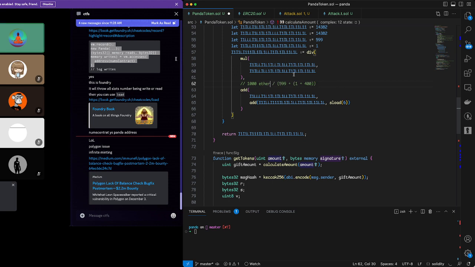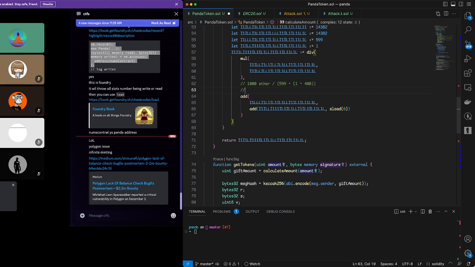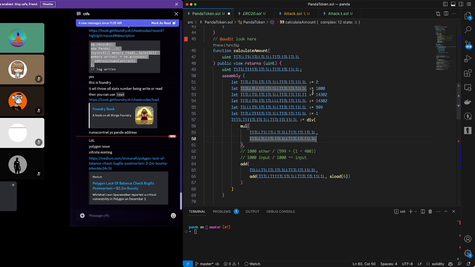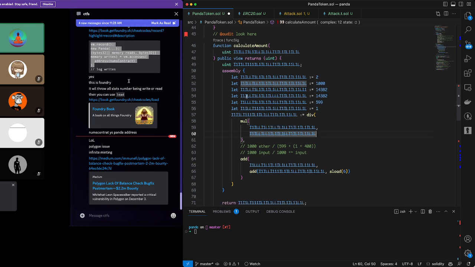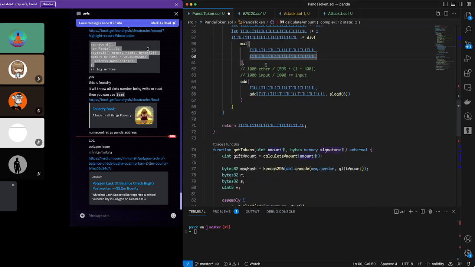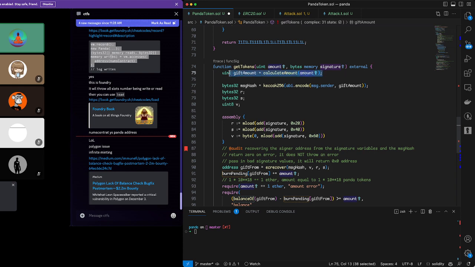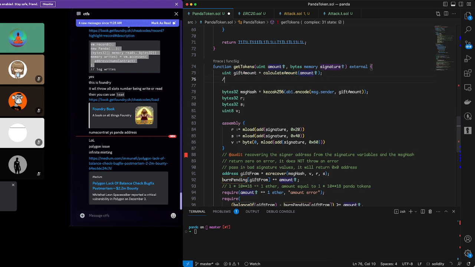Okay, so this function is doing absolutely nothing. It's doing input times 1,000 divided by 1,000, which equals input. So this function does nothing. It's just a head fake to distract you and take up some of your time. So we know gift amount is equal to amount. So we don't need to worry about that.